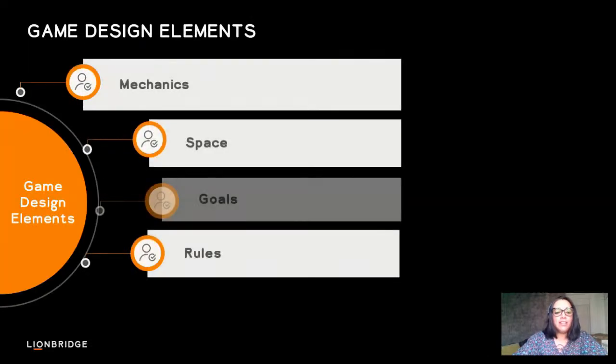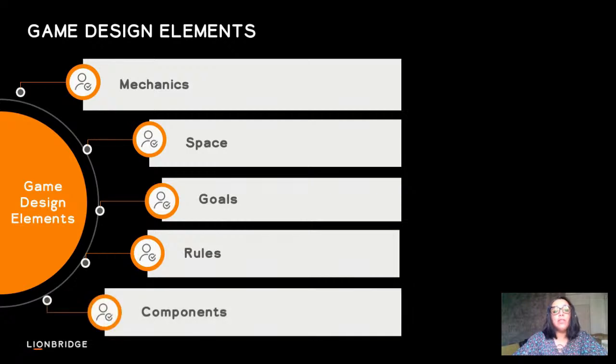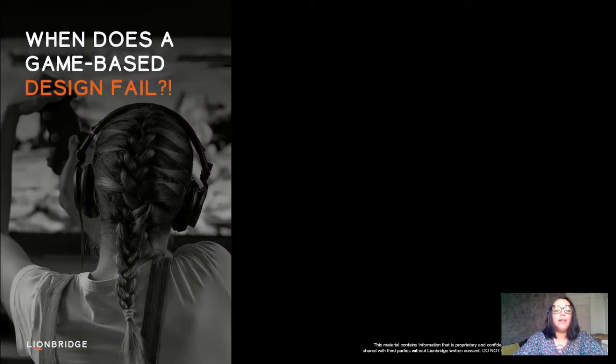Ask any game designer, and they'll tell you the 5 elements of game design are mechanics, space, goals, rules, and components. Say you're able to nail these 5 elements. Does that ensure a successful outcome? Well, maybe, maybe not. And there are various reasons for a game design to fail. Let's look at a few.